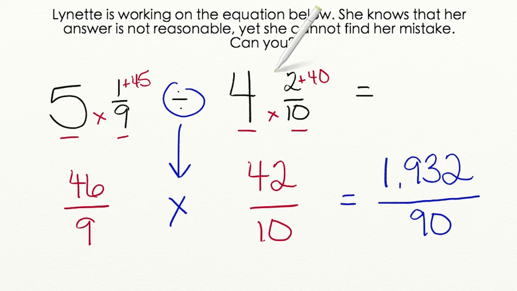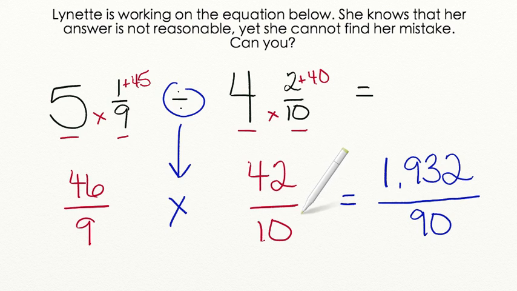Let's move on to 4 2/10. She multiplied her whole number 4 times 10, which is the denominator. 4 times 10 equals 40, and she added that to her numerator. 40 plus 2 equals 42, and she kept her denominator the same. Great! She properly converted her mixed numbers into improper fractions.